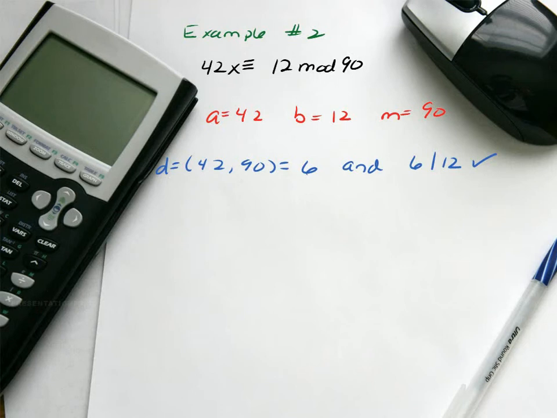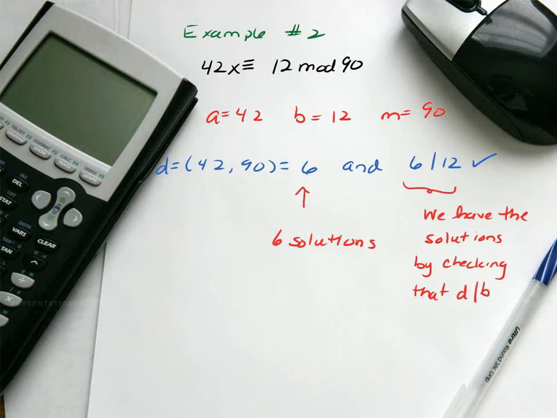Right, so calculate the greatest common divisor. You should get 6. 6 divides B, that's 12. So yes, I have solutions.